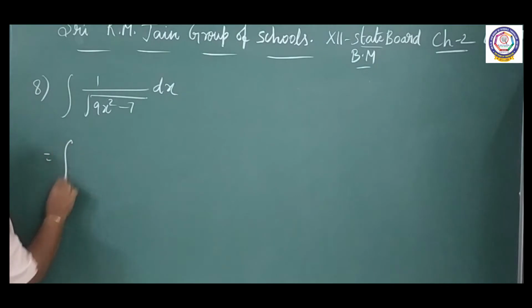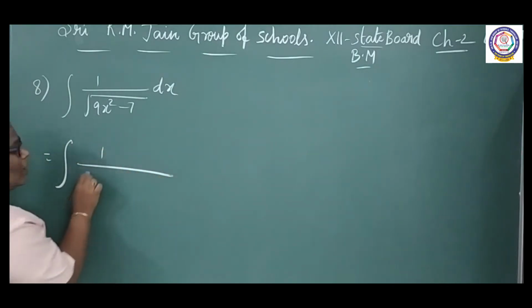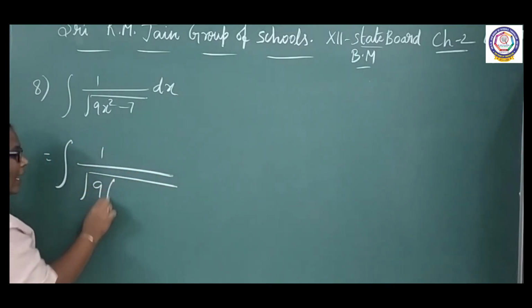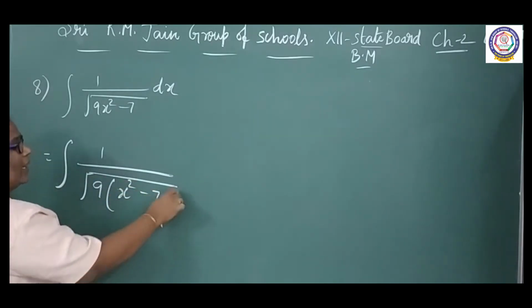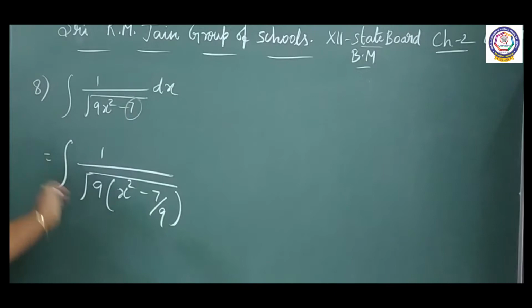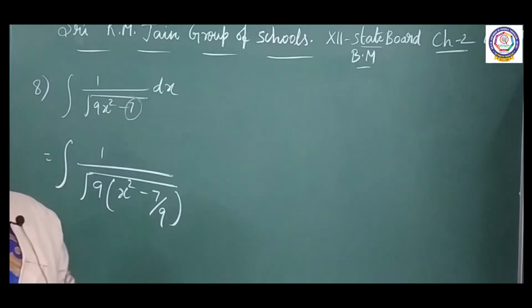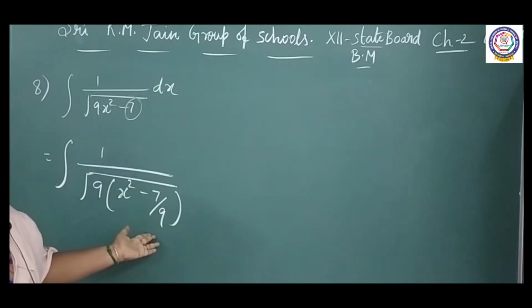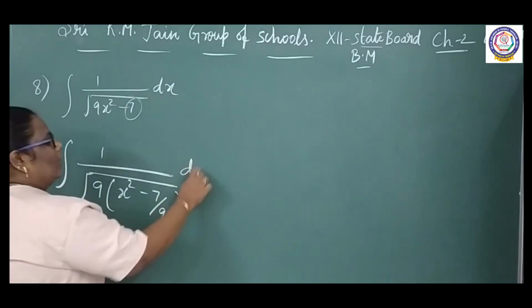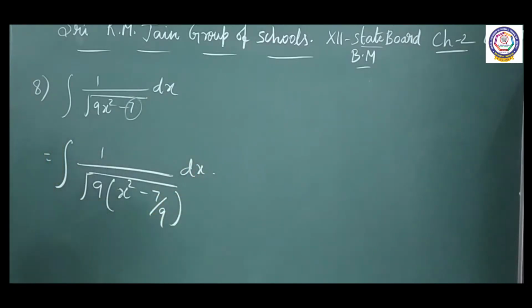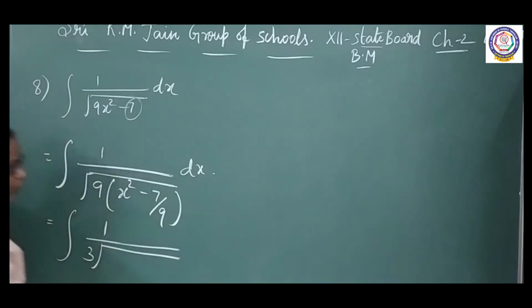See, integral 1 by root of, I can take 9 commonly out: x square minus 7 by 9, because 7 is not a multiple of 9. So automatically you will write in the division form 7 by 9 into dx. Is it clear? So integral 1 by, what is the square root of 9? 3.